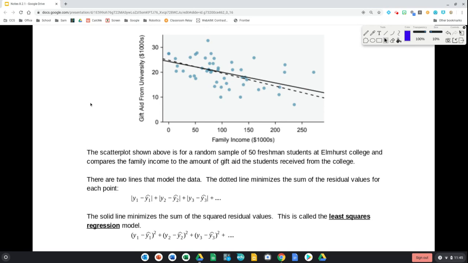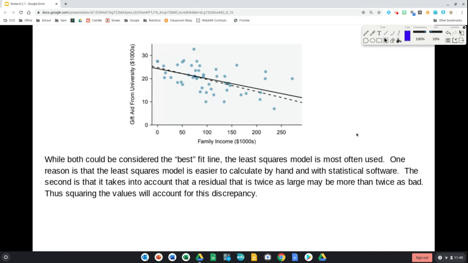The other reason why it statistically might be a little bit better is because it makes points that are farther away a little bit more significant in our calculation. We of course want to minimize the ones that are close, but we definitely want to minimize those distances that are farther away, because if they're twice as far away, they may be more than twice as significant. That error may be more than twice as bad if it's twice farther away. And so taking the squared values into account will take into account that discrepancy. So that's why we use this least squares model.